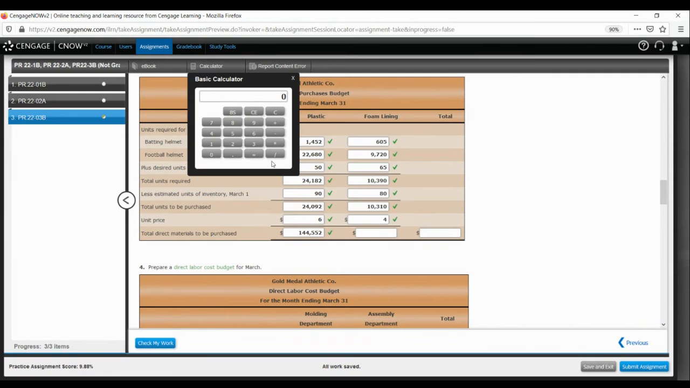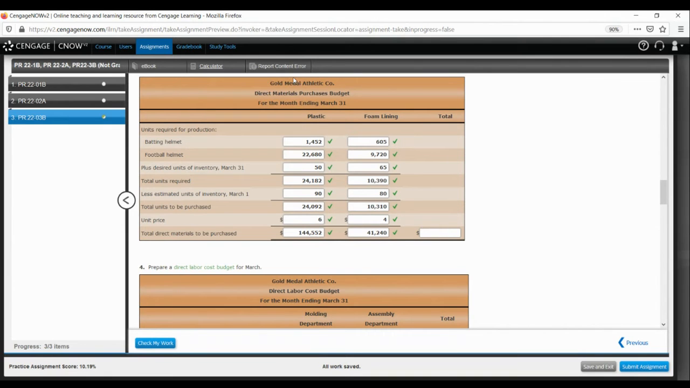You're going to take the 10,310 and you're going to multiply it by $4 per unit, and that's going to give you 41,240, which is the estimated purchase price of the foam lining.